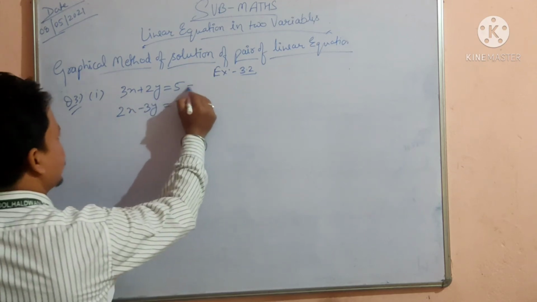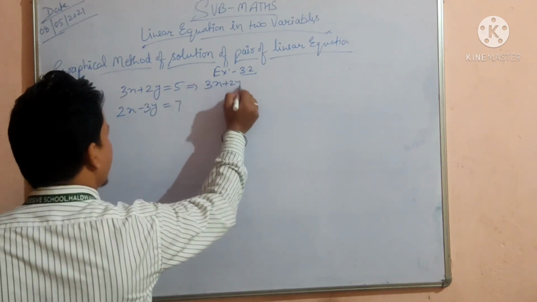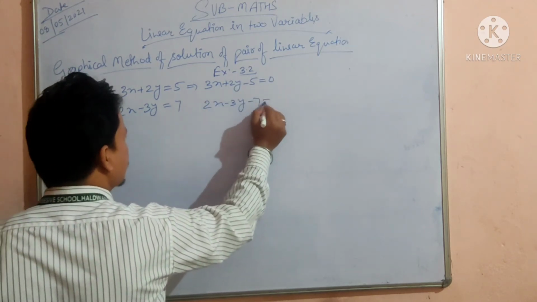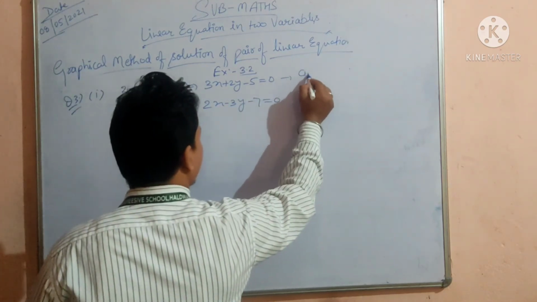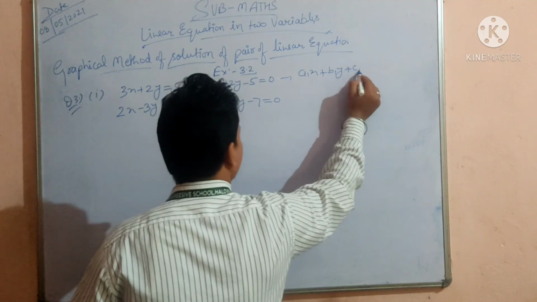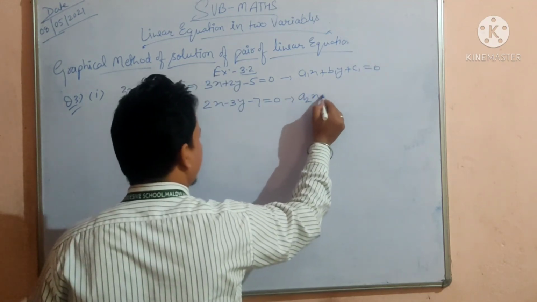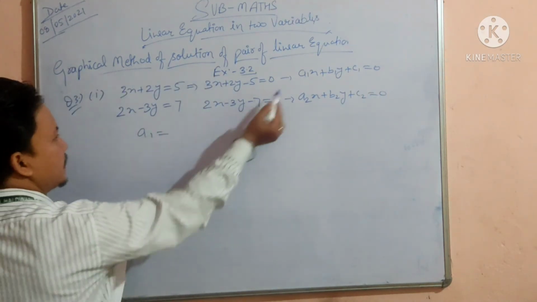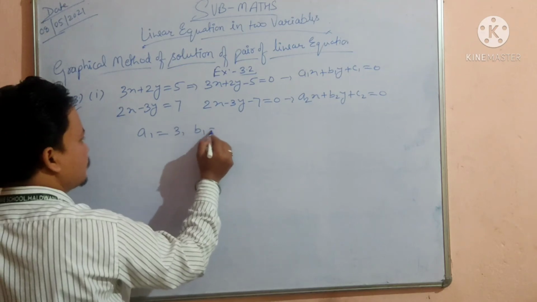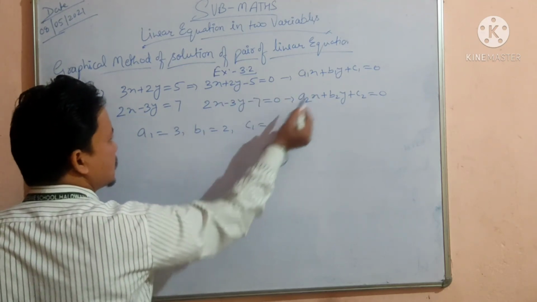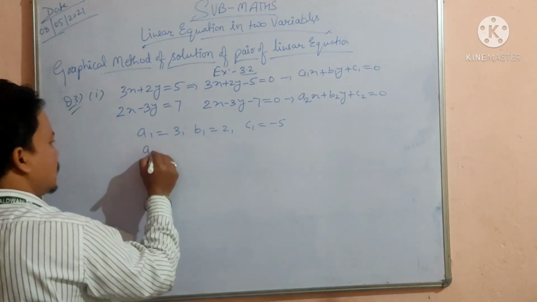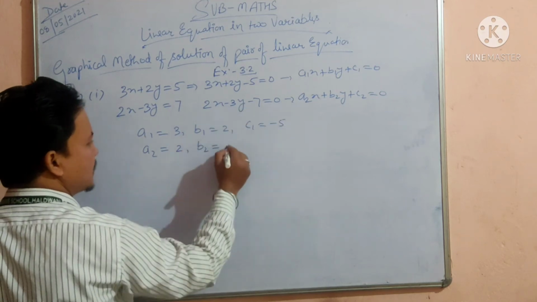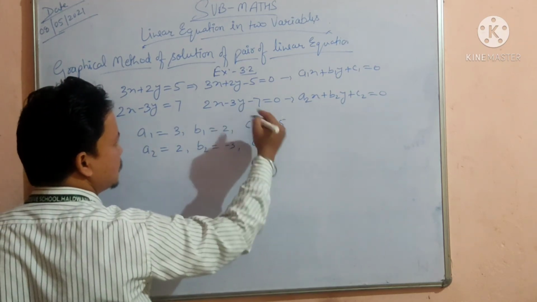Now see, first we can write it as 3x plus 2y minus 5 is equal to 0, and 2x minus 3y minus 7 is equal to 0. Now comparing this one with a1x plus b1y plus c1 is equal to 0, and this one with a2x plus b2y plus c2 is equal to 0. So what will you get here? On comparing, a1 will be 3, b1 will be 2, c1 will be minus 5, a2 will be 2, b2 will be minus 3, c2 will be minus 7.